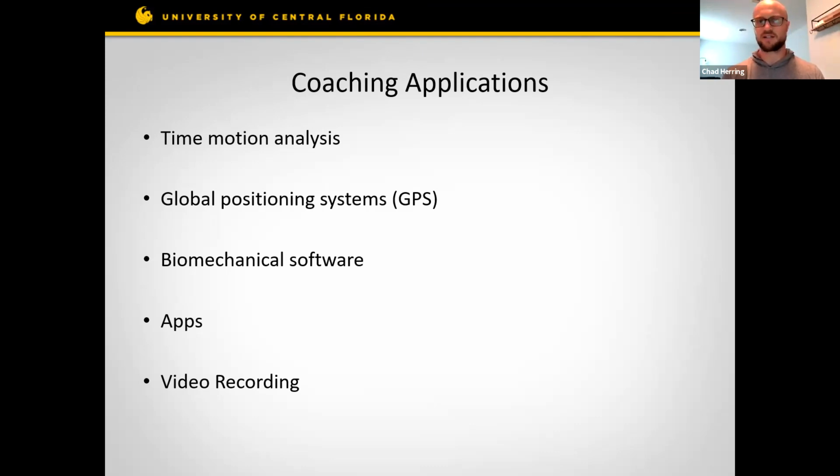Time motion analysis, we'll talk about what that is, and I'll give you a GPS. We'll talk a lot about that. That's one piece of technology that's been around quite a while, at UCF as well. Some cool things there. Biomechanical software, we won't get into too much, and apps and video recording. We won't really touch on those.